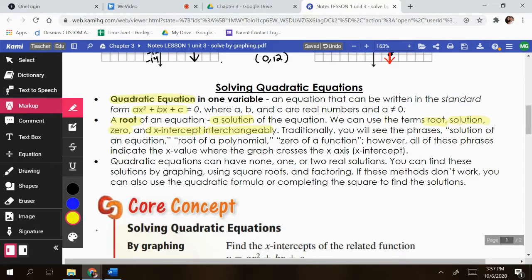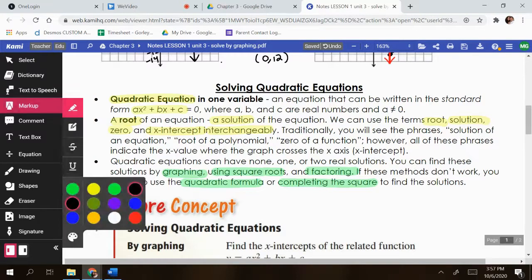Traditionally, you'll see phrases like the solution of an equation, or the root of a polynomial, or the 0 of a function. However, all these phrases indicate the x value where the graph crosses the x-axis. Okay, so quadratic equations can have no solutions, one solution, or two real solutions. You can find these solutions by, this is important, graphing, using square roots, factoring. If these methods don't work, you could also use the quadratic formula or completing the square to find solutions.